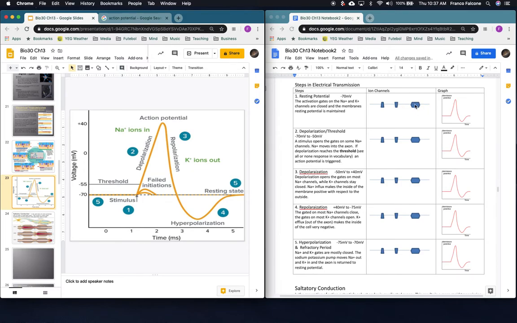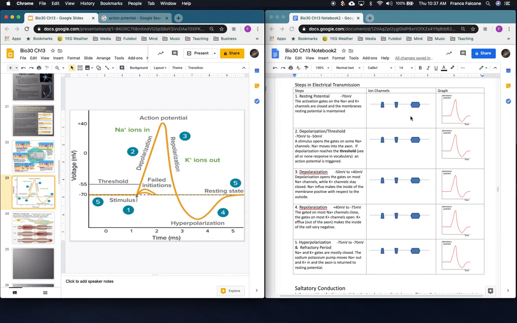This is a sodium potassium pump. So these are both gated ion channels, and this is a sodium potassium pump here. So in the resting potential, what we have is an accumulation of sodium ions on the outside of the axon. So you want to start drawing these in. Draw a bunch of sodium ions in here. An accumulation of potassium ions on the inside of the axon.